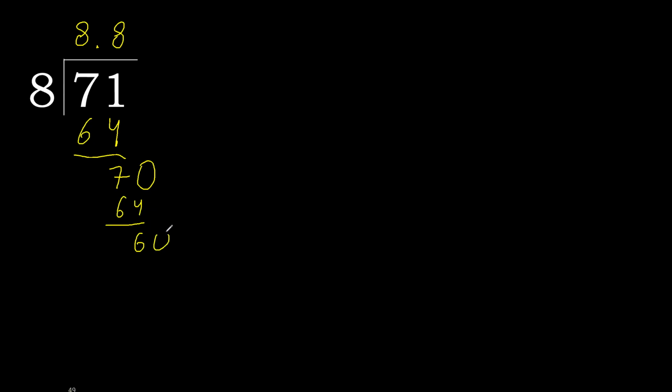Subtract 6. Complete, complete with the point, 60. 8 multiplied by 8 is greater. Multiply by 7, 56. Subtract, complete, complete with the point, 40. 8 multiplied by 5, 40 is not greater.